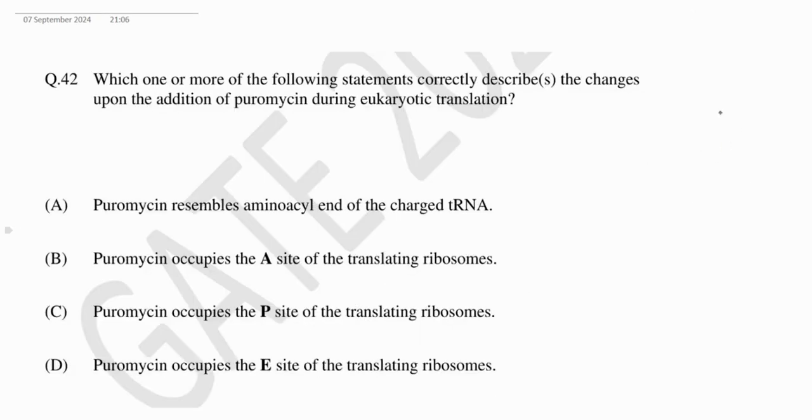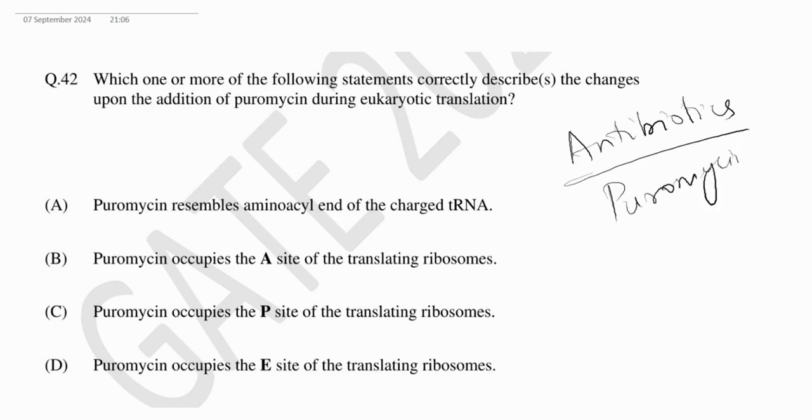Which one or more of the following statements correctly describe the changes upon the addition of puromycin during eukaryotic translation? First of all, it's very important that you go through the mechanism of action of different antibiotics, and puromycin is a very important antibiotic if you are appearing for GATE papers. Whether it is biotechnology or life sciences, it is important that you know the mechanism of action of puromycin and other antibiotics.